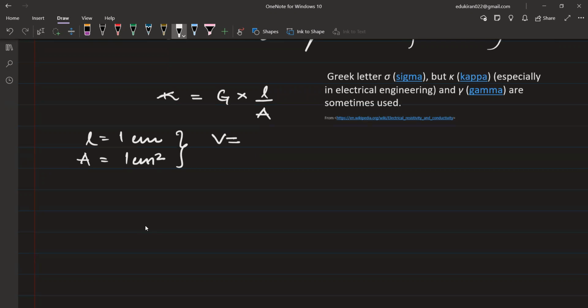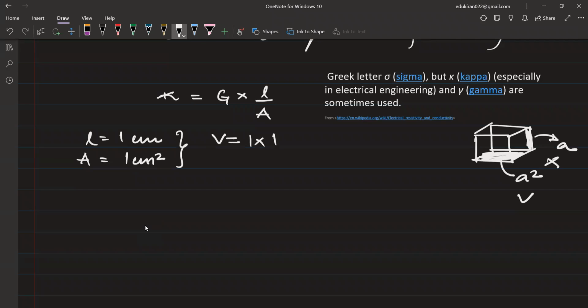Volume will be equal to, see, if you have a cube, okay, what is the area of this base here? This base area is a square, and the height here is equal to a. Multiply both of these things, you will get the volume. So the base area times the height is going to give you the volume. And similarly here also it will be 1 into 1, and this will be centimeter cube. So 1 centimeter cube.